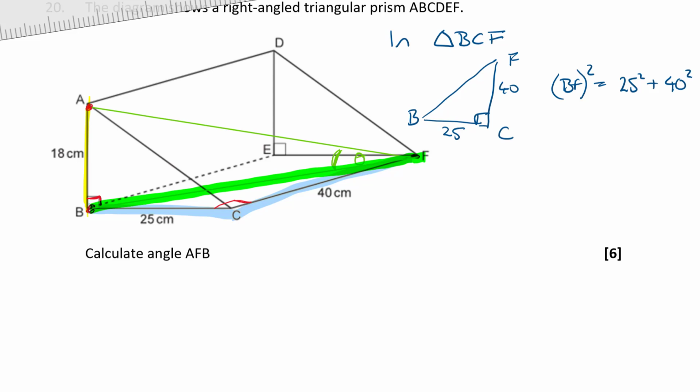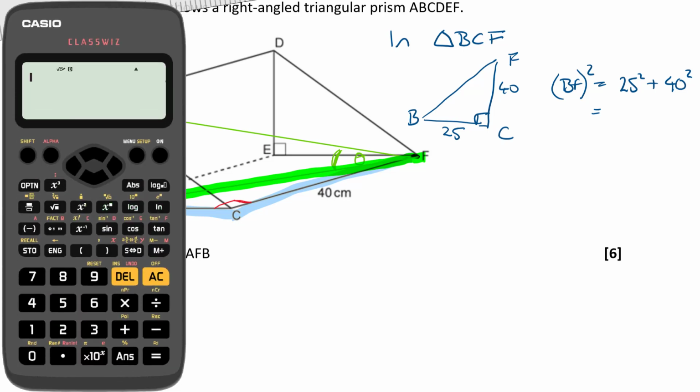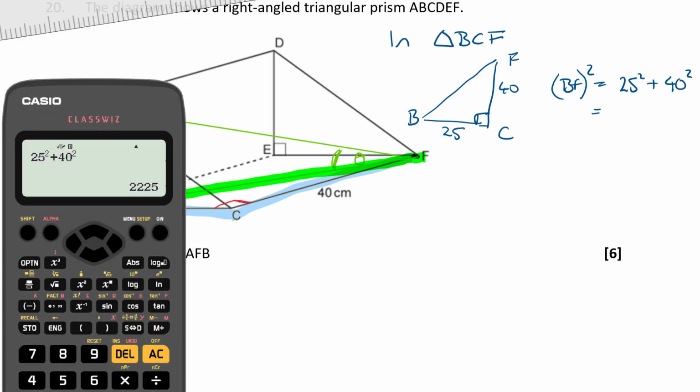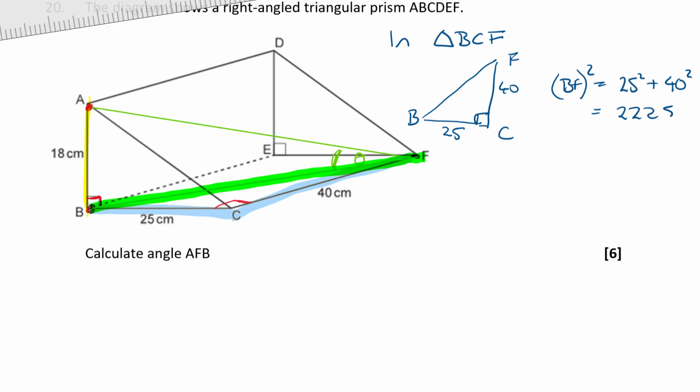Okay, so I can work that out first. So calculator, what is the sum of 25 squared plus 40 squared? That comes to be 2225. So then BF is going to be the root of that then, isn't it?